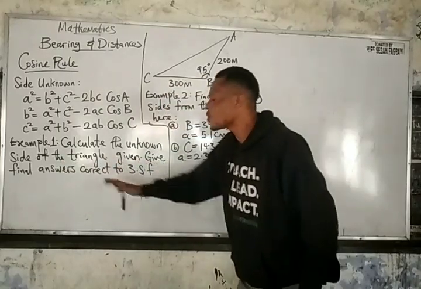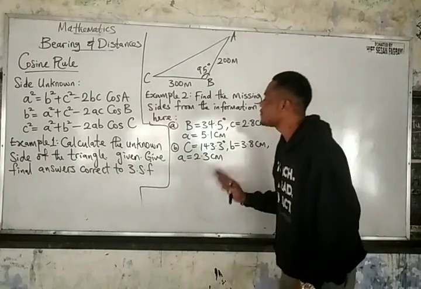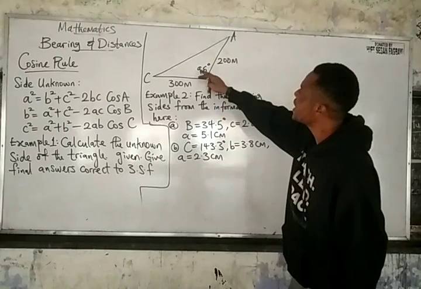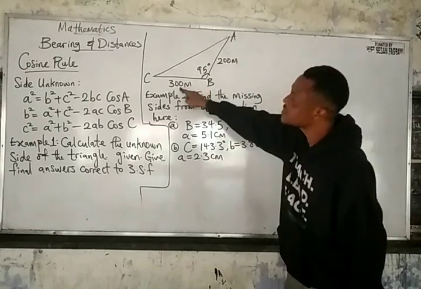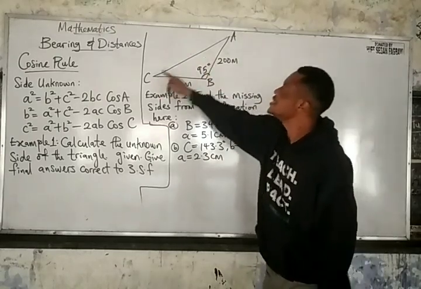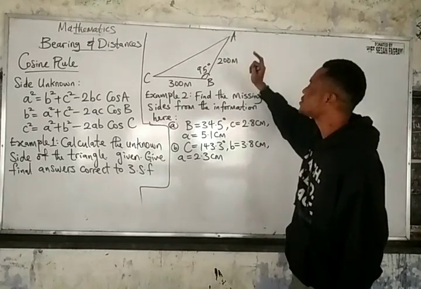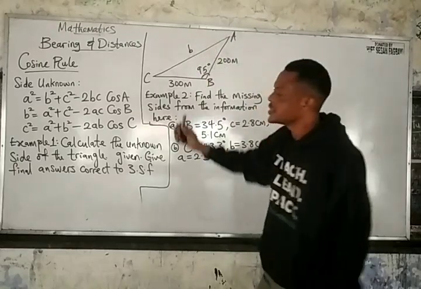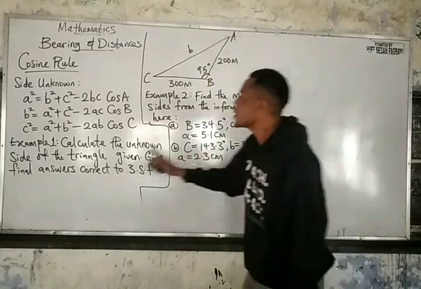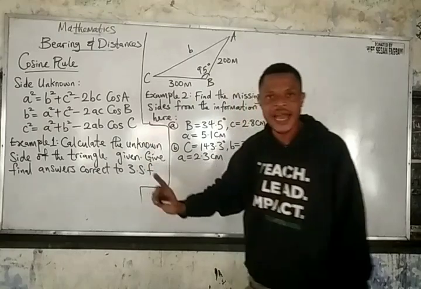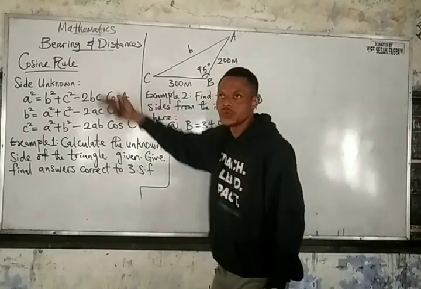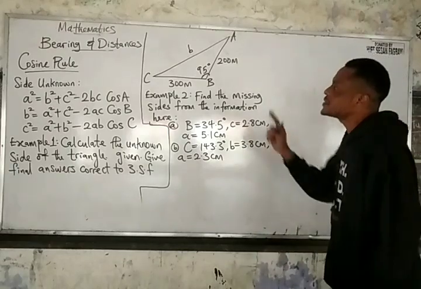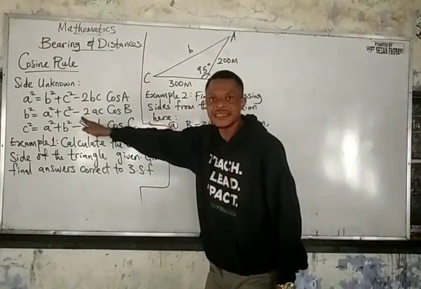Give the final answer correct to 3 significant figures. The triangle is given here. We have the angle B to be 95 degrees, the side A 300 meters, the side C to be 200 meters. So it means we have to find the side B. That is the question given. We have to find the unknown side. So the unknown side here, which is side B, we are going to implement the formula that has been stated here.